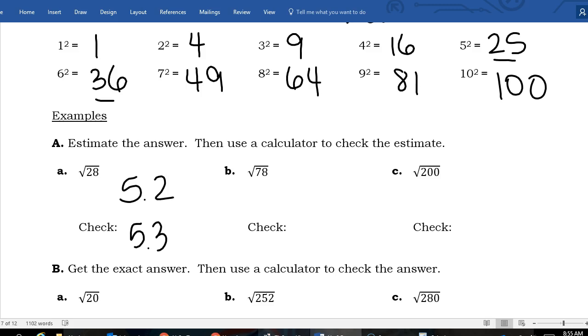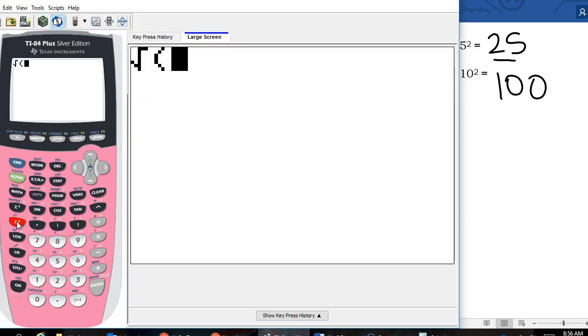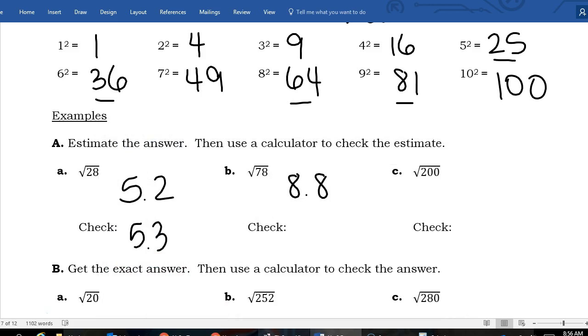Letter B says the square root of 78. 78 is between 64 and 81, so I know the answer is going to be 8 point something. 78 is closer to 81 than it is to 64, so I'm going to go closer to 9 than to 8. How about 8.8? And again, we're just doing an estimate and then checking the decimal value on the calculator. And 8.8 is very good.